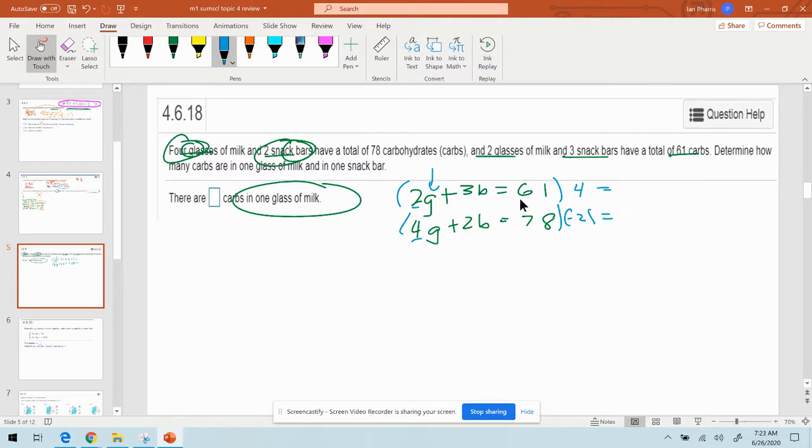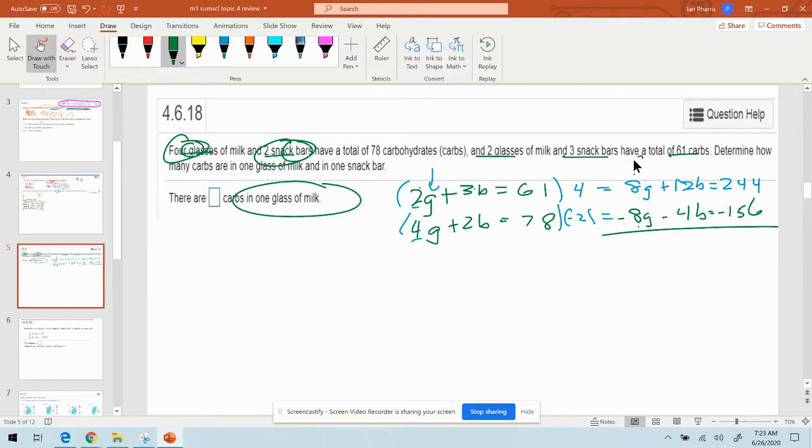Now watch what happens when you do this. Multiply 4 times all of these constants. Ooh, I hope I can do 4 times 61 in my head. So this is going to be 8g plus 12b equals 244, I hope. And this other one is going to be multiplied by -2, -8g. Aha, look right there. I set up these two variables right here for elimination. -2 times -2b is -4b. And then -2 times 78, I think, equals -156.